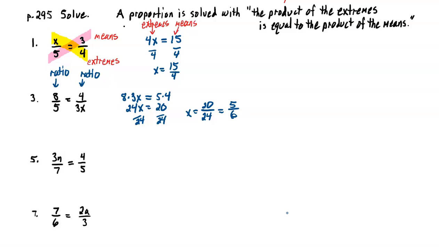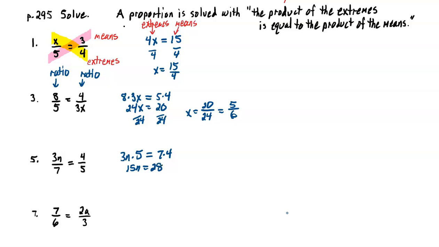Number 5, do you recognize that it's a proportion? As soon as you do, the technique is to multiply the extremes. That's the 3n times the 5. And then say equals and multiply the means, the 7 times the 4. This makes 15n is equal to 28.